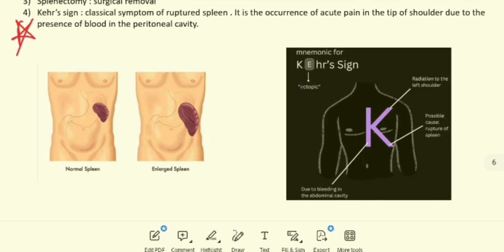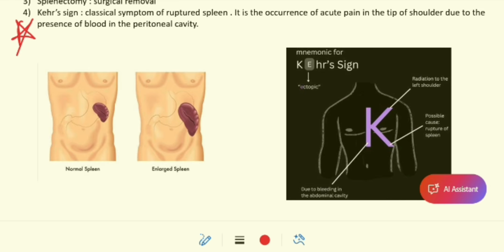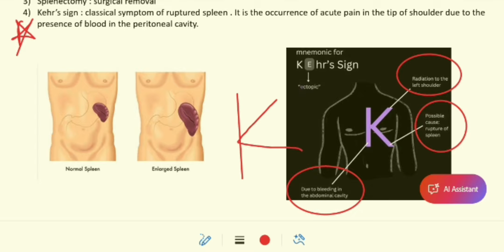So remember, like the K tells you, as you can see this black diagram over here, you have to remember this. There is bleeding in your abdominal cavity. So the possible cause, because there is rupture in your spleen. And what is the sign and symptom of this? There's gonna be pain in your left shoulder. So remember it as K.